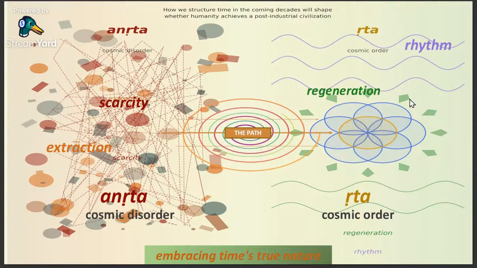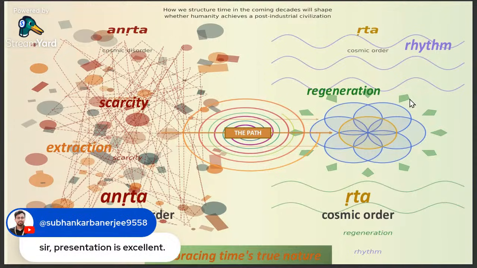Unearth, earth. Scarcity is rhythm. Extraction, regeneration. So you take some of the measure, you counter it towards making it earth. And then probably we can embrace the true nature of time.